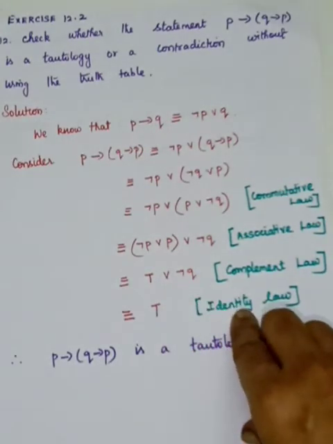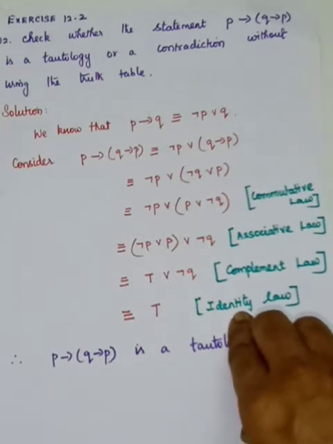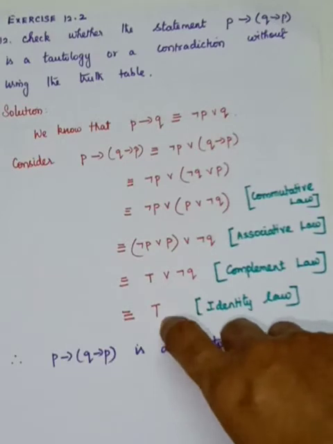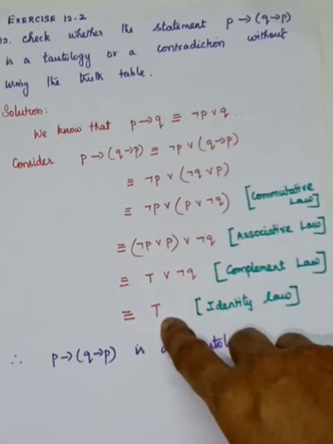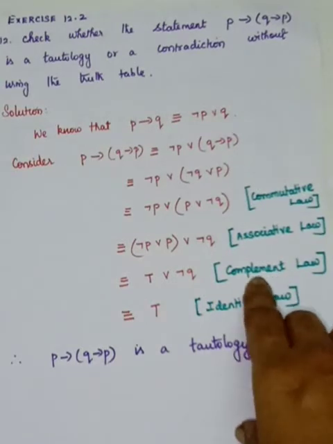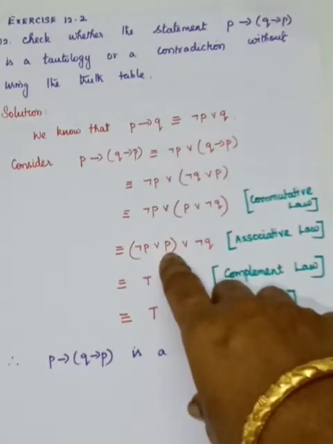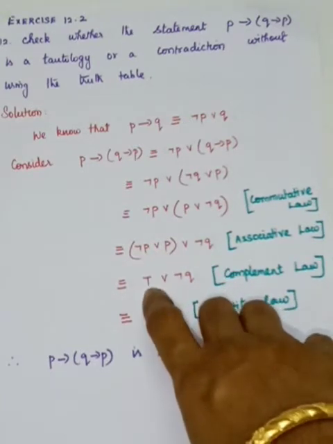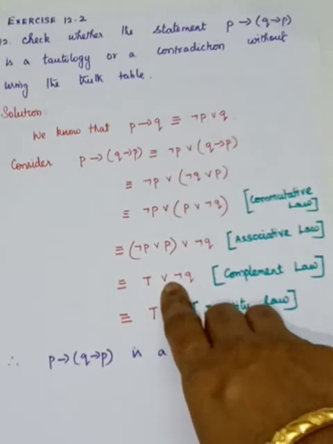So using the identity law, P or T is equal to T. Therefore we will get T here. T means its truth values contain only T. So therefore it is a tautology. Here I have mentioned the complement law. What is the complement law? P or negation P, when OR comes, it is true. So true or negation Q.